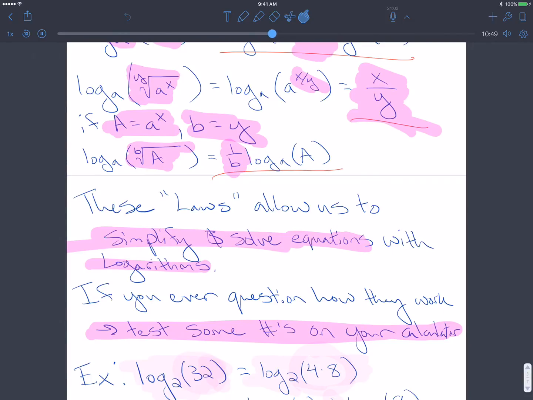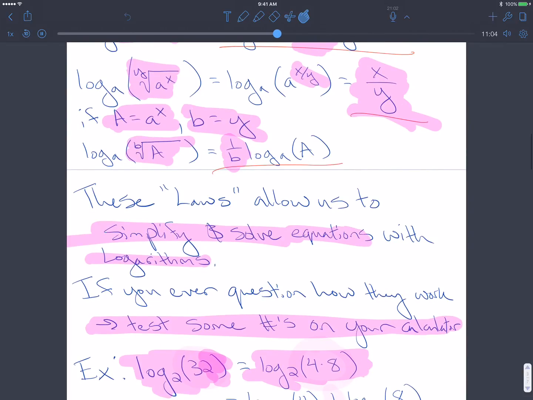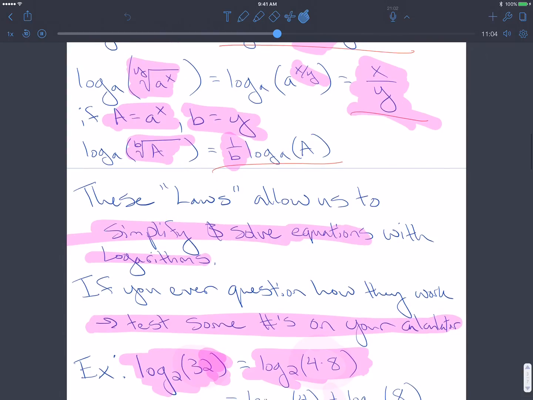As an example, if you are trying to evaluate log base 2 of 32, and you know that 32 is 4 times 8, you could then go, okay, so I know that log base 2 of 4 times 8 is the same as log base 2 of 32. So I could plug log base 2 of 32 into your calculator. If you have base b, we'll get there.